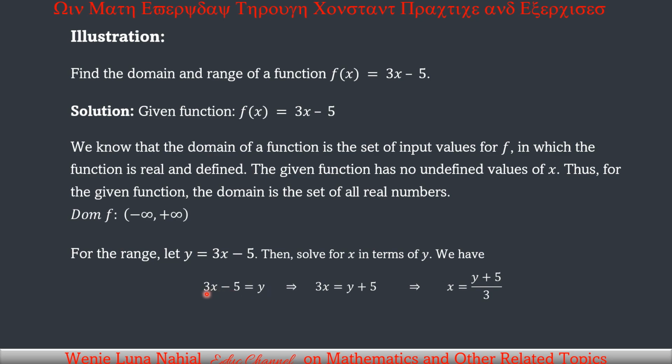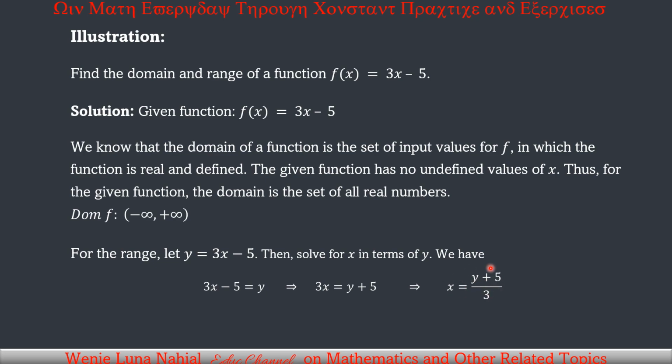Then add 5 to both sides of this equation, so that only 3x remains at the left, and you have y plus 5 at the right. So this is the new equation after we have added 5 to both sides of this equation. Then divide both sides by 3 because our goal is just to get the value of x. So we have this one, x is equal to y plus 5 all over 3. And it's obvious that whatever be the value you will have here, you get a real number.